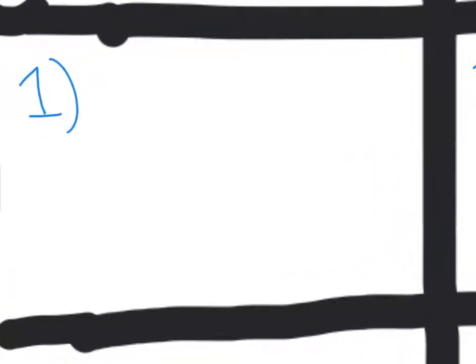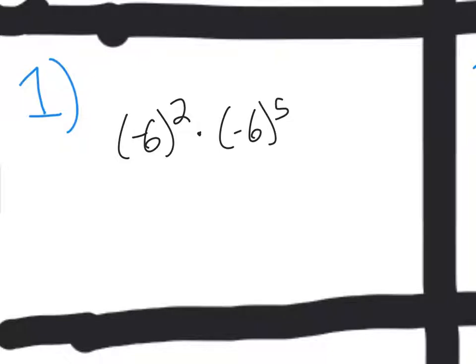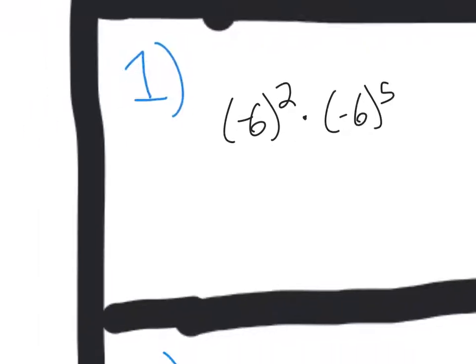Number 1 has this, -6 squared times -6 to the 5th power. Alright, so here we're actually multiplying, and we can use the law of exponents to help us make this multiplication really quick. And off to the side, I just want to go over this one more time.